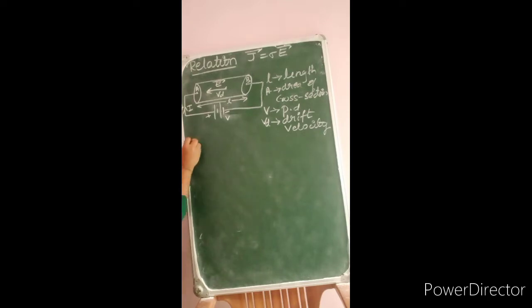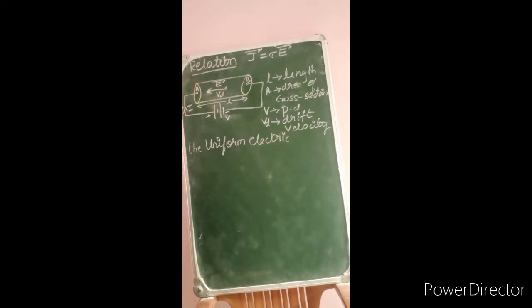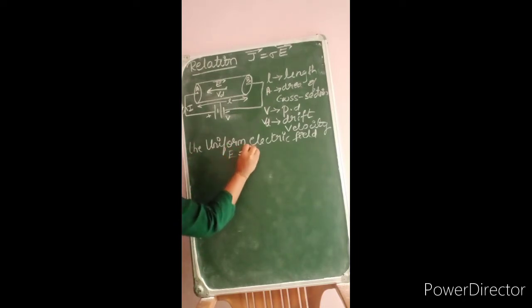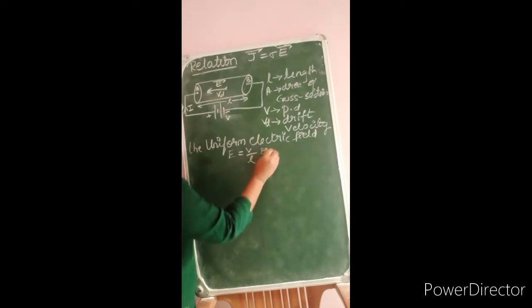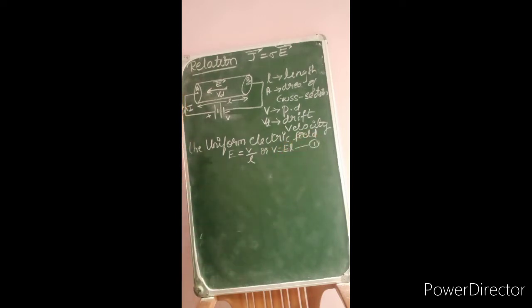Then the uniform electric field in the conductor is given by E is equal to V divided by L, or V is equal to E into L. Take this as equation number 1.